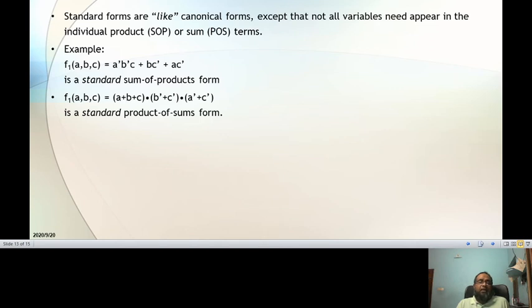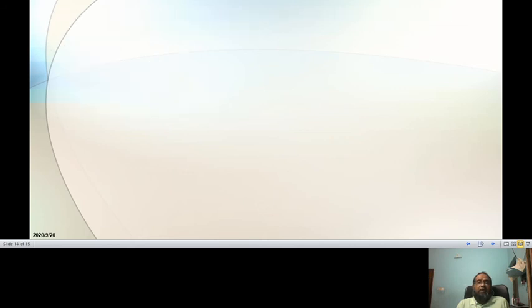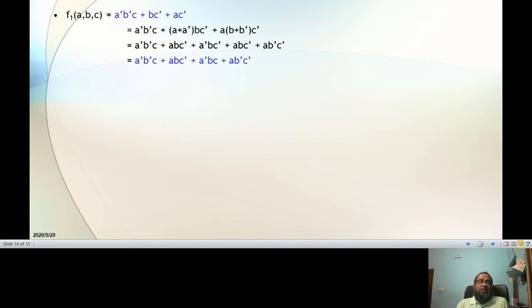Next is the conversion. You can see that certain terms are given. The first expression is a bar b bar c plus b c bar plus a c bar. This expression is not in the canonical form. It is in the standard form, because in the second term b c bar we are missing the variable a, and in the third term we are missing the variable b. So this is not a canonical expression, but a standard expression, and we can convert a standard expression into canonical and vice versa.